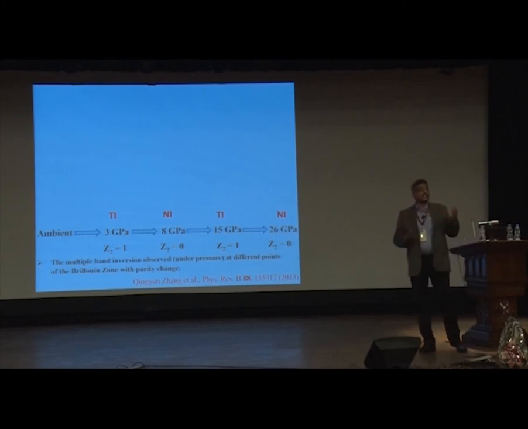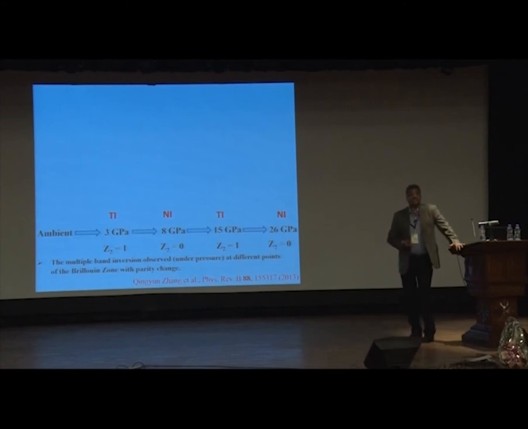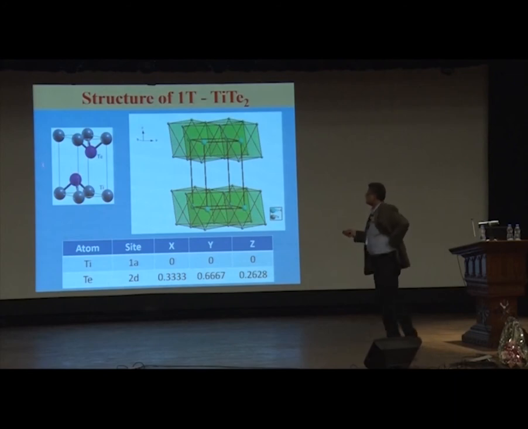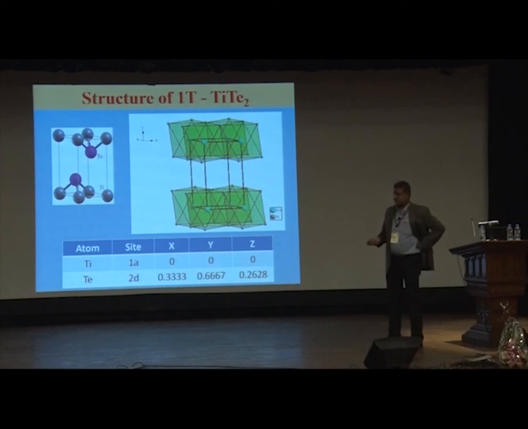And this is an interesting kind of system which we actually got motivated with. What we were interested in is whether we can actually see these kinds of transitions. Now, the interesting part of this particular system is that if you look at the unit cell, it has a tellurium in basically the 1-1-1 direction. And you have the titanium sitting on the corners of this.